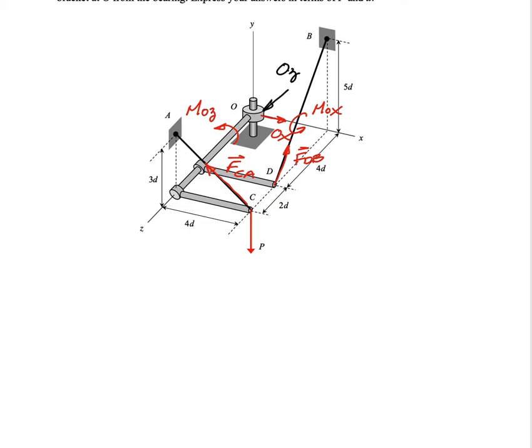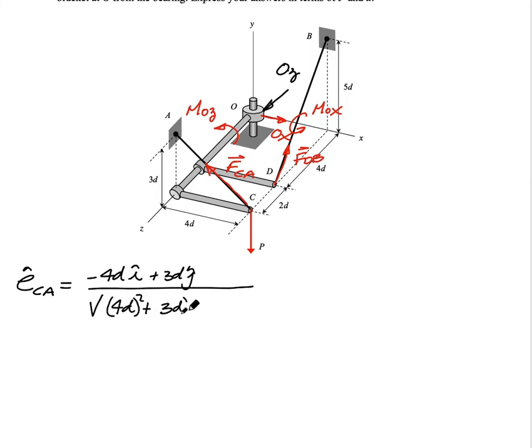So the first thing I'm going to do is allow us to be able to write down the cable force there in cable CA. And to this end, I'm going to write a unit vector that points the same way. From C to A, we go a minus 4D in I. It's going to be going up a distance of 3D in J. So that gets divided by the length of that cable, which is square root of 4D squared plus 3D squared. So that unit vector is going to be equal to minus 0.8I plus 0.6J.